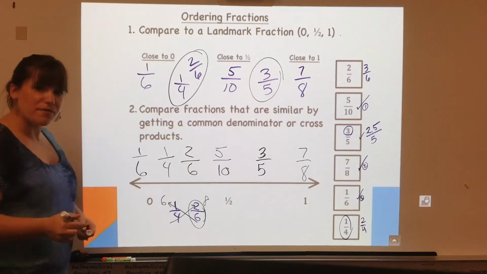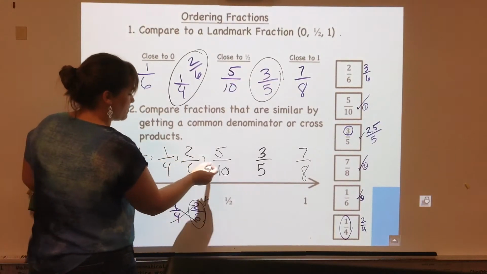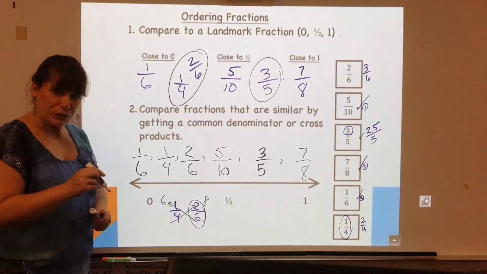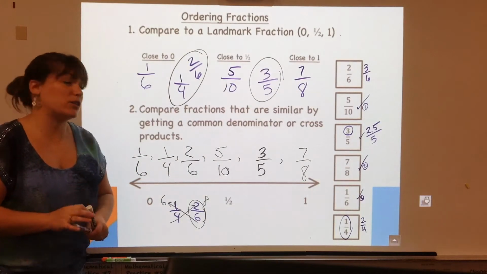We have now ordered our fractions. I'm just going to put commas in between them from least to greatest. That's going to be a skill that we're going to practice tomorrow.